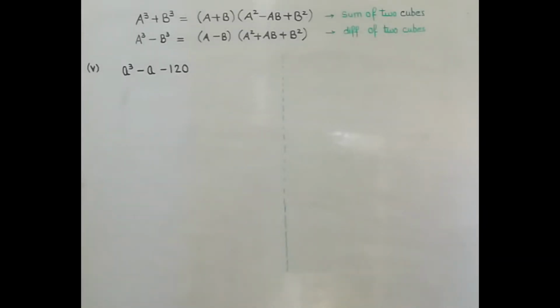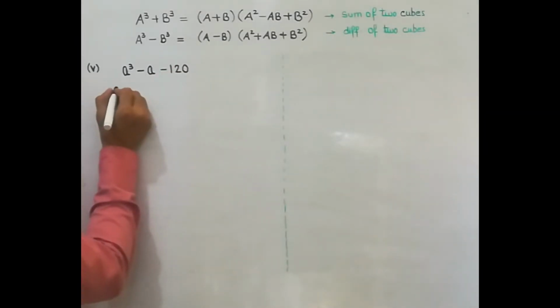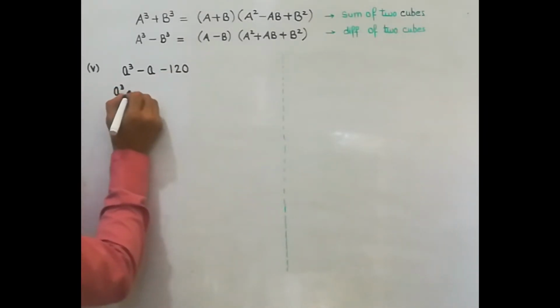See, in this question, a cube minus a minus 120. Now how can we arrange it so that we may get the sum of two cubes or the difference of two cubes? Here you see 120 is given to you. If I add plus 5 and minus 5 to this, will it make any change in the question?